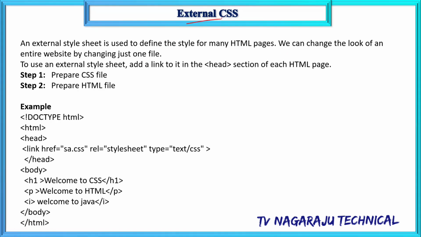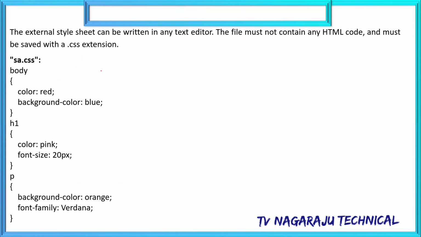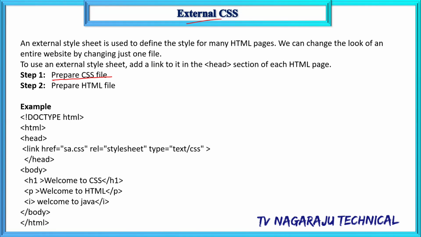Now external CSS means what is the procedure? You need to prepare one CSS file and save it like this, .css. Now within the HTML, the style tag is not there. Directly by using the link, you connect that CSS file. Suppose this is in web page sample 1. If you import that sample.css to sample 2, the same properties are applied. That means if you want to apply multiple properties to multiple web pages, you use this external style sheet.